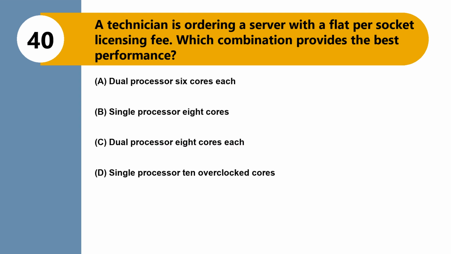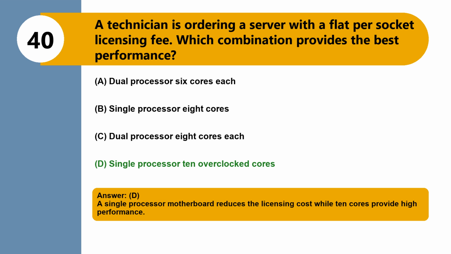Question 40. A technician is ordering a server with a flat per socket licensing fee. Which combination provides the best performance? Option A, dual processor 6 cores each. Option B, single processor 8 cores. Option C, dual processor 8 cores each. Option D, single processor 10 overclocked cores. The correct answer is option D, single processor 10 overclocked cores. A single processor motherboard reduces the licensing cost while 10 cores provide high performance.